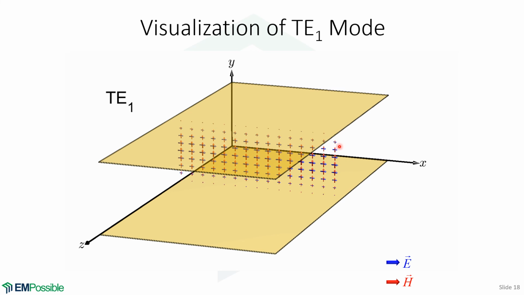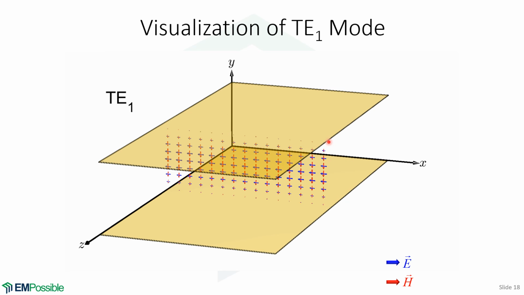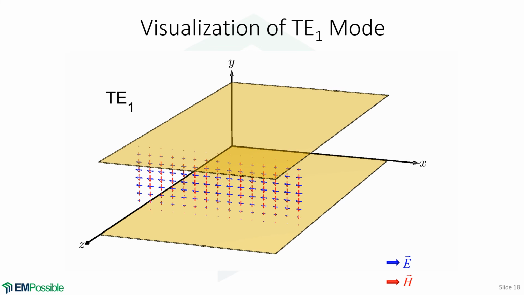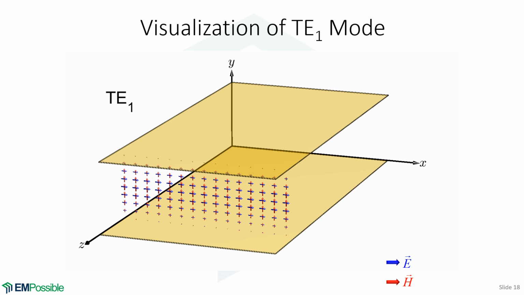So we see a minimum to a maximum to a minimum. So one hump, that's clearly a first order mode. And so our eyes would see a bright spot in the middle of the plates.